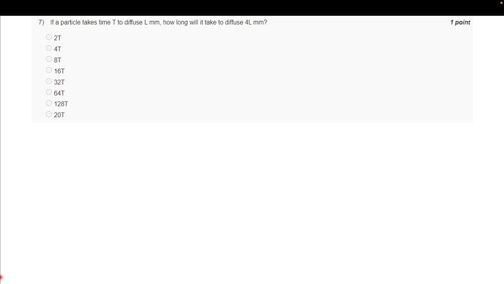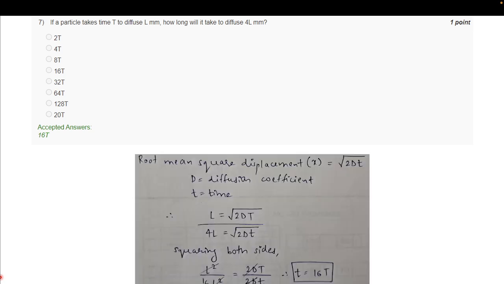Okay, let's look at the answer. The answer is 16t. This is done using the concept of root mean square displacement. How much distance your particle will travel is based on this formula, where root mean square displacement is root 2Dt. D is the diffusion coefficient, the property of that particular molecule, and t is the time it takes to diffuse. Here we don't actually need to know the value of the diffusion coefficient.